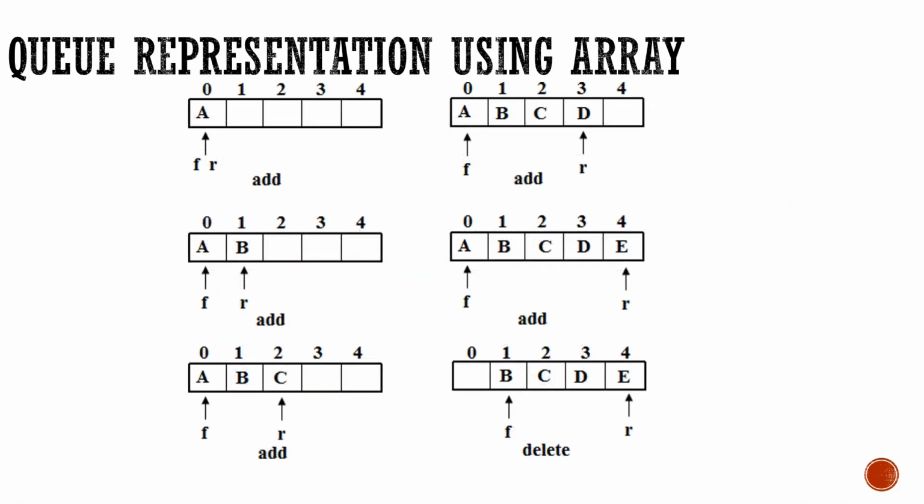Let us take the same example, now symbolized with indexed values. Let us have a linear array for the representation of a queue with a size of 5 elements. Initially front and rear both will be set to -1. When I insert the first element, both the front and the rear will be set to 0, index value 0, wherein the element A is inserted.